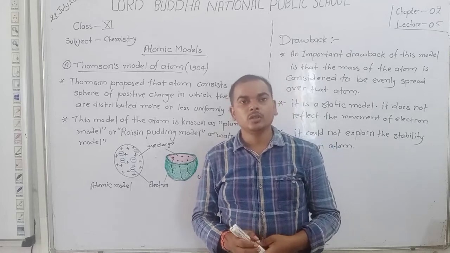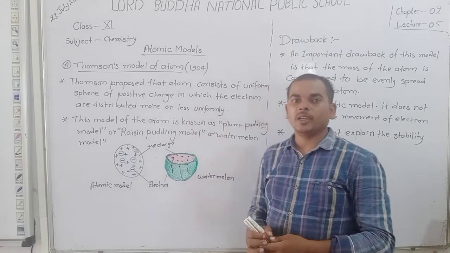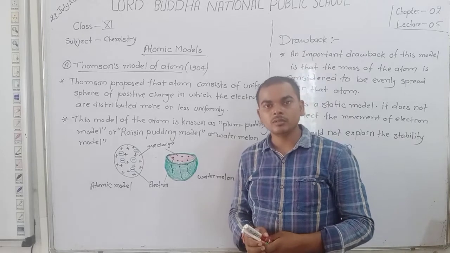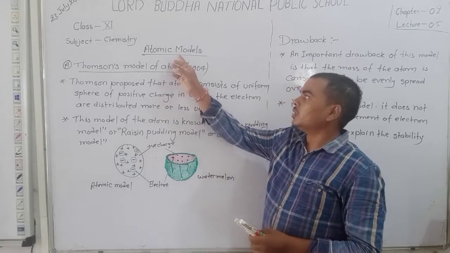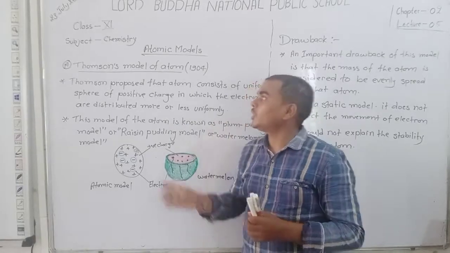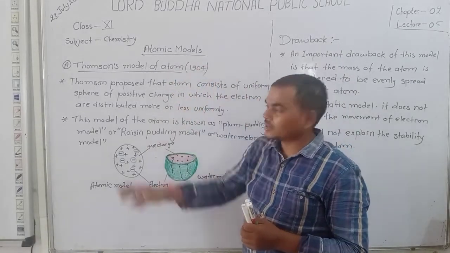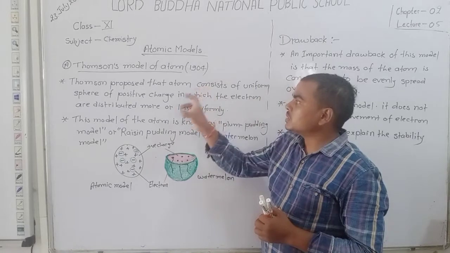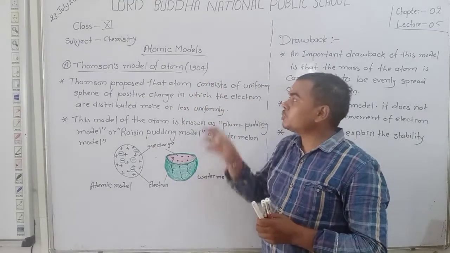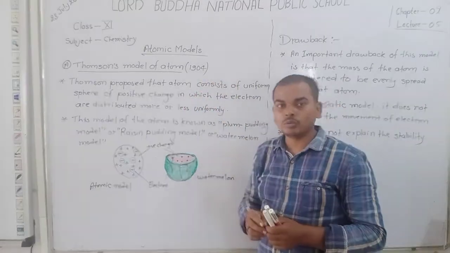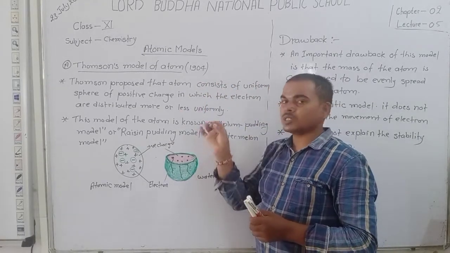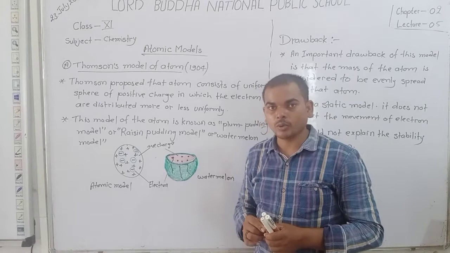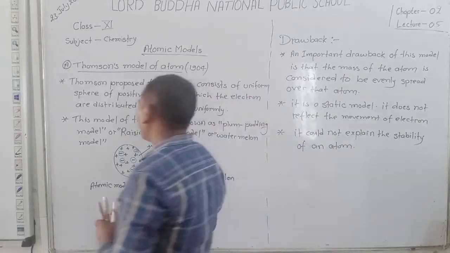Dear student, today we will discuss the chapter atomic structure. The first topic is Thomson's atomic model. In the series of atomic models, today we discuss Thomson's model of atoms, which was proposed in 1904. This model was proposed by J.J. Thomson.